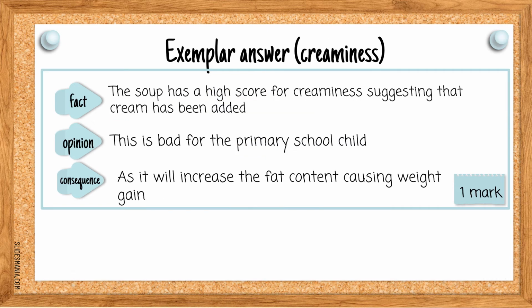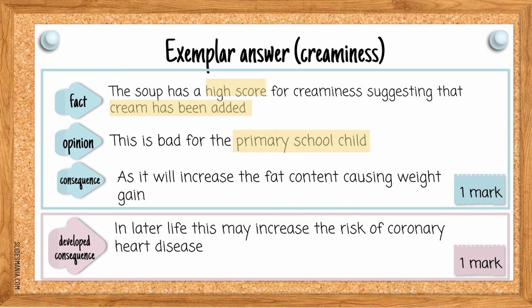Our next answer is for creaminess, and again we are referring back to our knowledge that we gained in Food for Health. So we've given our fact, the soup has a high score for creaminess, suggesting that cream has been added. So again, we are stating the obvious and that's fine. We've given our opinion, being specific to the person in the question by saying this is bad for the primary school child. And we've also given our consequence, as this will increase the fat content, causing weight gain. And we've done all of this, so we've now got our first mark.